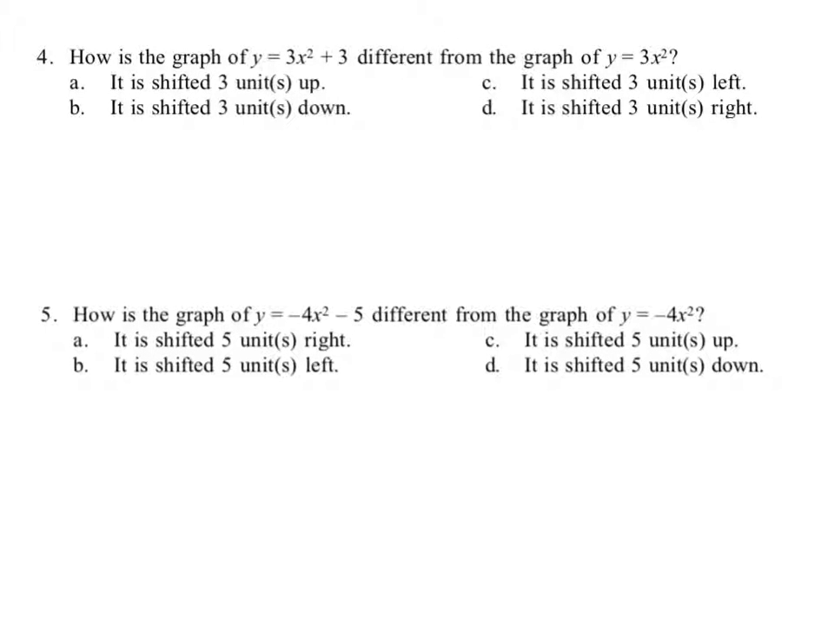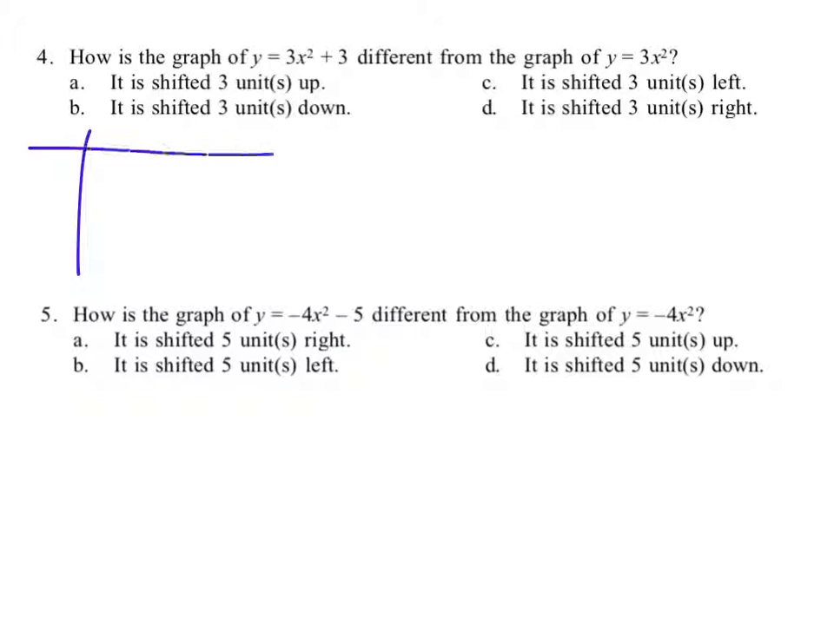Okay, I'm going to make a couple of tables for these. How is the graph of y equals 3x squared plus 3 different from the graph of y equals 3x squared? Essentially, they're exactly the same, except the first one has an extra plus 3 sitting there at the end. So how does that make it different from y equals 3x squared? Let me make a table here and show you something.